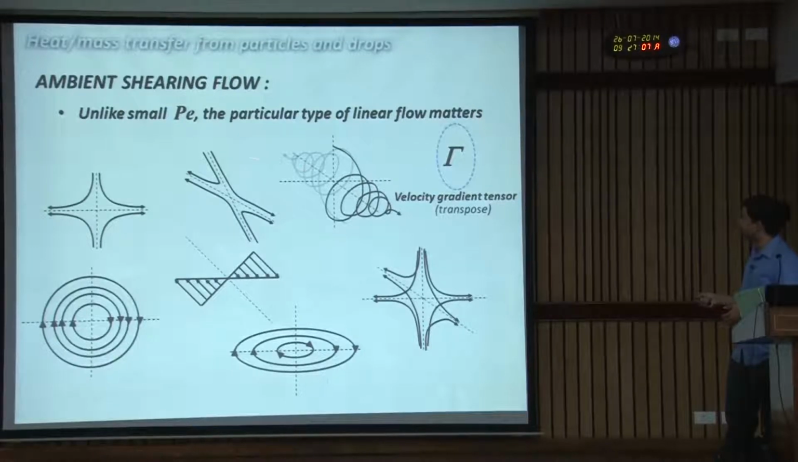At large Peclet, it does depend on the type of flow, which is why I've just drawn a few sketches of how linear flows can look, and they're all dependent on what the velocity gradient tensor is. Okay, so remember, a linear flow is where the velocity vector is this tensor dotted into a position vector. So the nature of the streamlines depends on how this tensor looks. Okay.